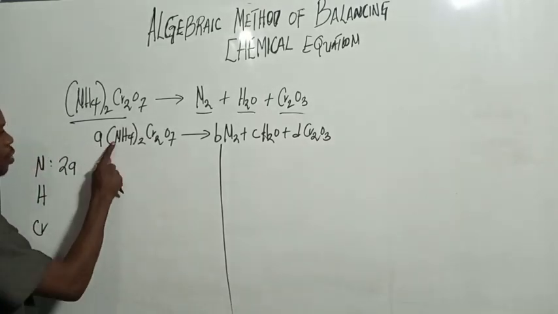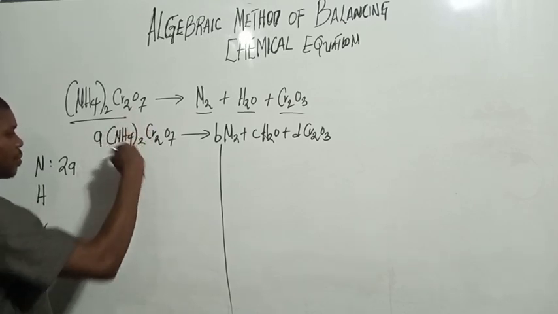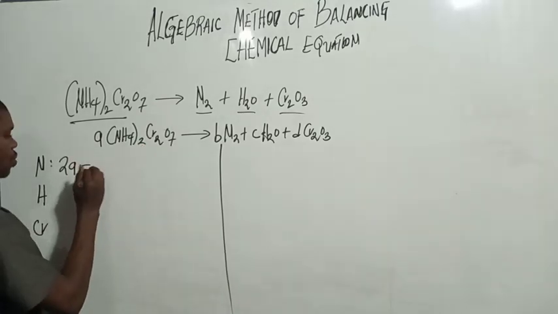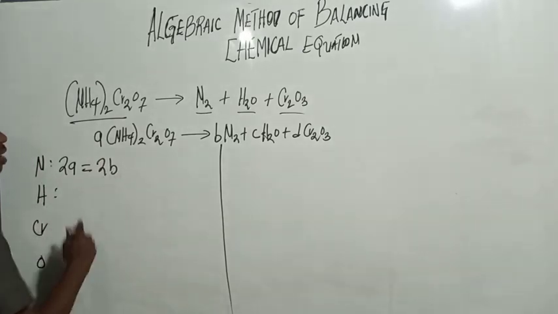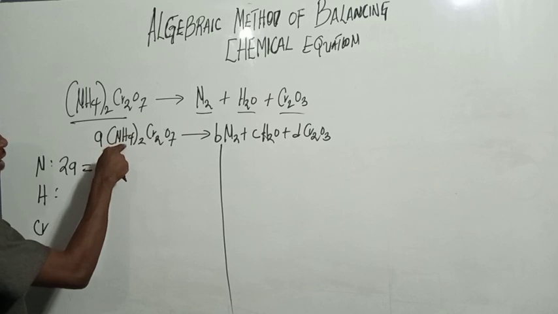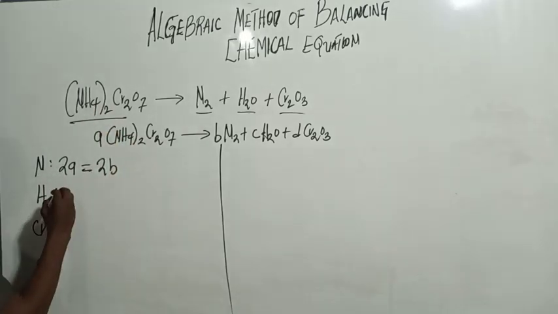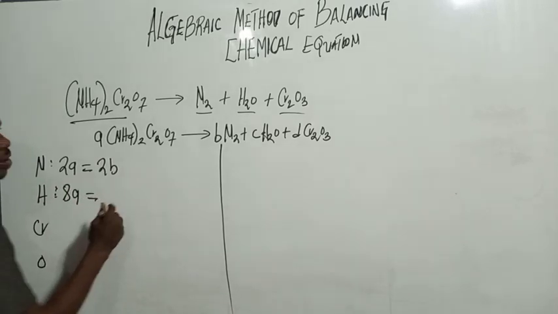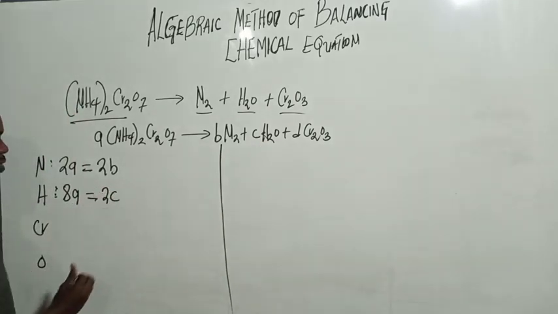So now let me explain it again. How many atoms of nitrogen do we have inside? 1. And this 2 is affecting it because it's outside the bracket, so it's 1 times 2, which is 2. 2 times A is 2A, equal to 2B, right? The next is hydrogen. Inside the bracket I have 4, and here we have 2. 4 times 2 is 8, so 8A, equals, on the right, 2 times C, that is 2C, right?